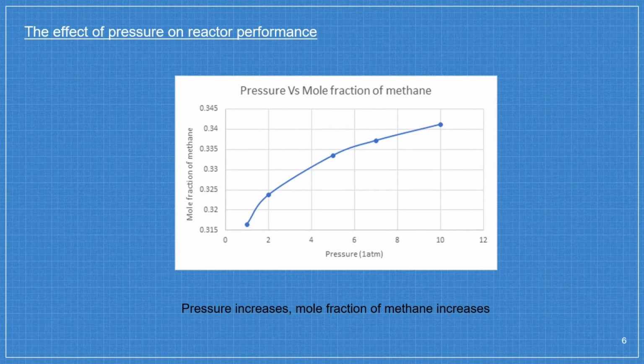Next, we will look at the effect of pressure on the reactor performance. Based on the graph, we can see that if the pressure increases, the mole fraction of methane production will also increase. It shows that the efficiency of the reactor performance is higher when the inlet pressure increases. This is because when the inlet pressure increases, there will be more reactant particles for a given volume. So there will be more collisions between the molecules, which will increase the reaction rate, thus the production of methane will also increase.